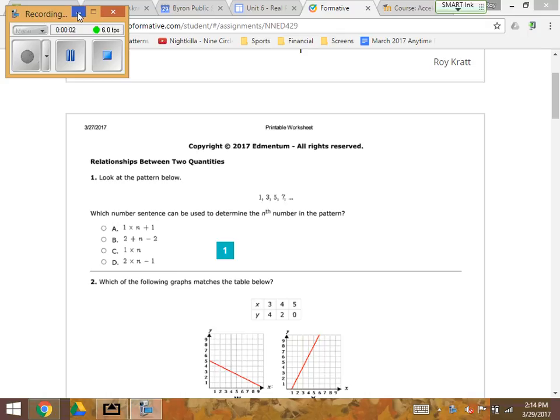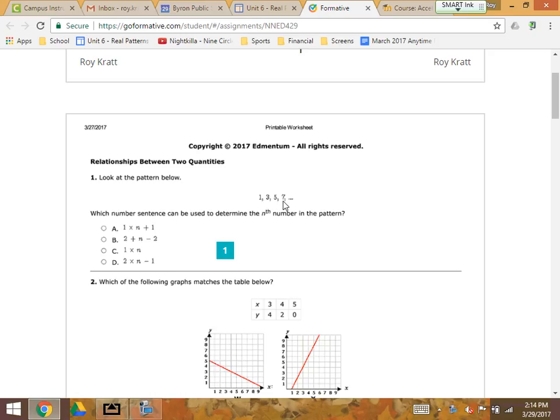Okay, so look at the pattern below. It says 1, 3, 5, and 7. Which number sentence can be used to determine the nth number in the pattern? All right, so I'm going to go over here.